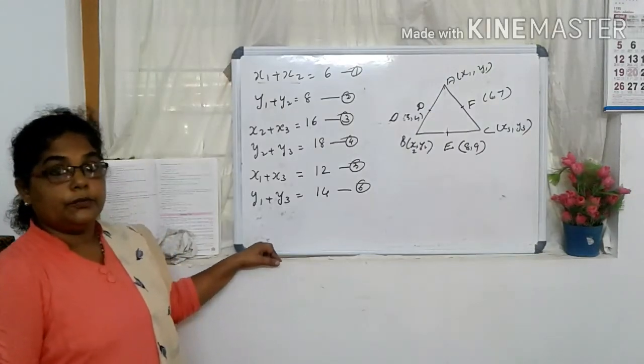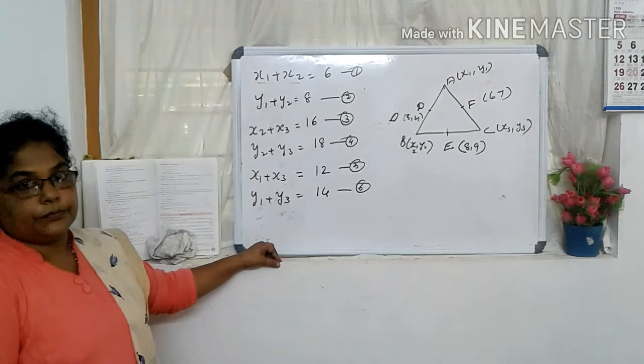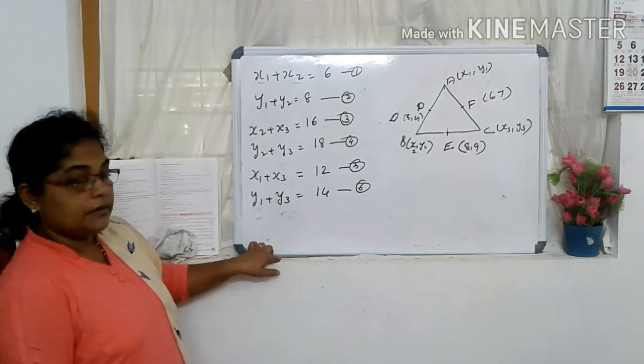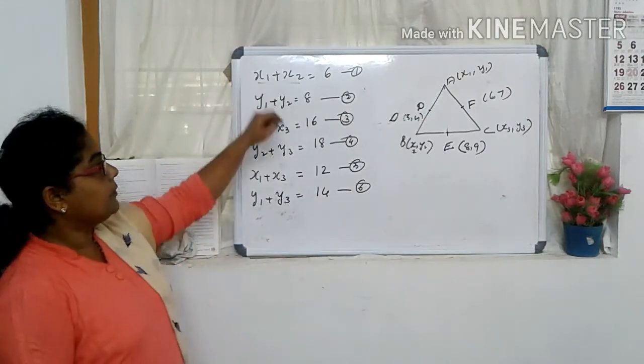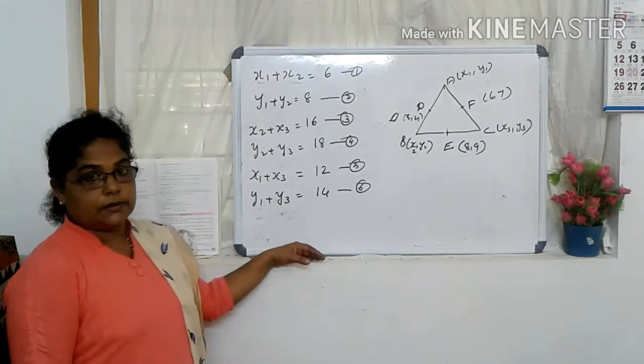Okay, I hope you found the equations. Now we are getting the equations this way. First one: x1 plus x2 equals 6.